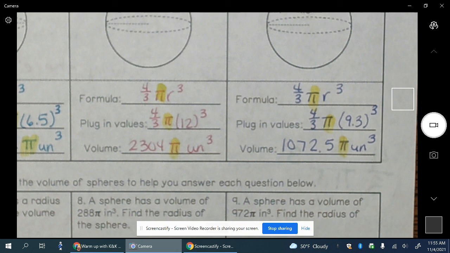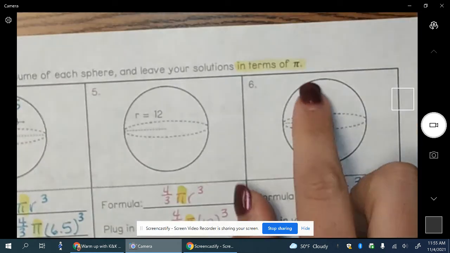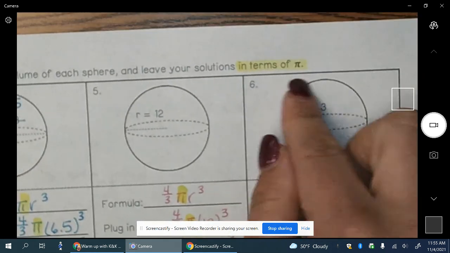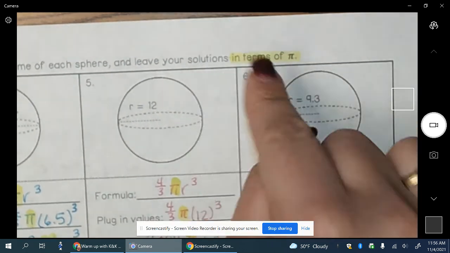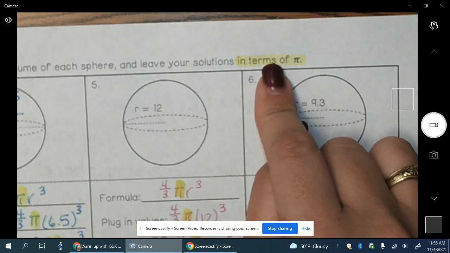Oh my gosh, y'all listen. The only time you do not put in 3.14 is if it asks you to leave it in terms of pi, which is why I highlighted up here, in terms of pi. Every other time you're using 3.14. On today's homework, you're using 3.14. Okay?